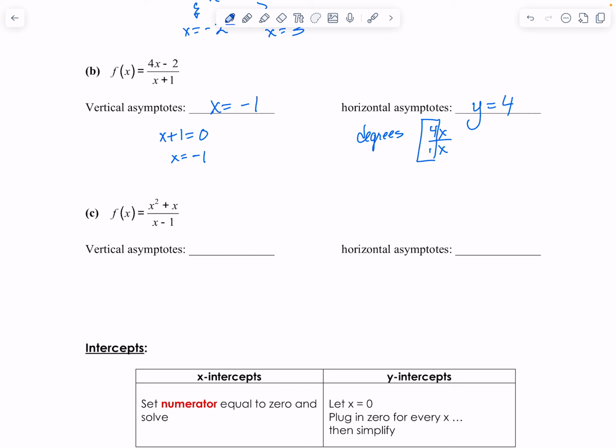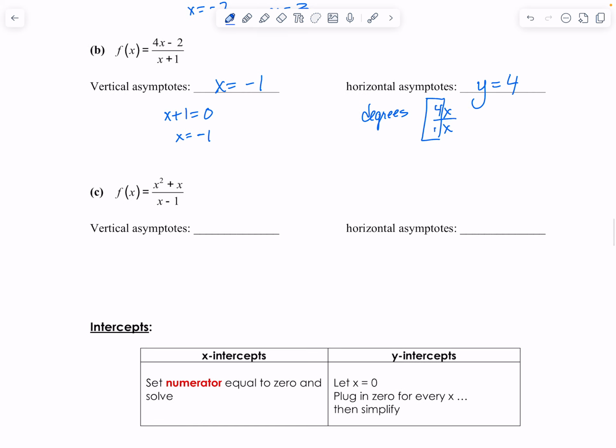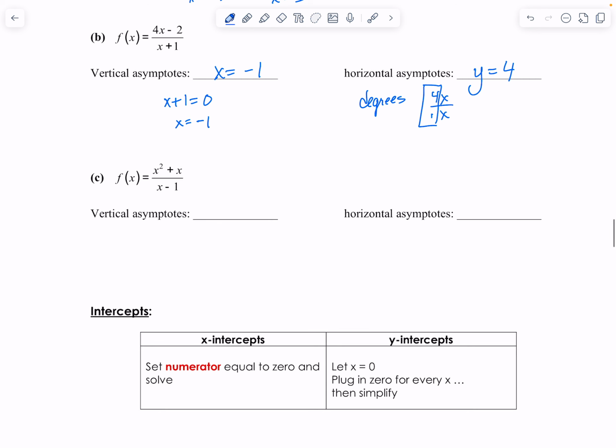And now my vertical asymptote for C. Once again, we just look at the bottom. We set that bottom equal to 0. That was supposed to be a negative: x minus 1 equals 0. So x is positive 1. Once again, you write it as an equation. And for my horizontal asymptote, the biggest degree is on the top. Remember, we look at the degree. So the biggest is on the top, so I know there are none.